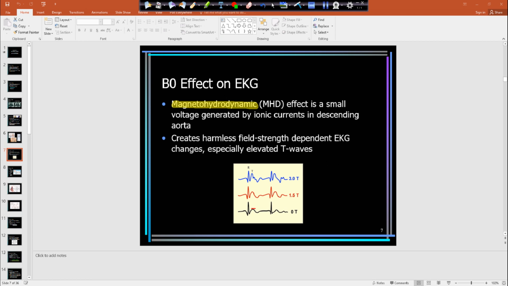But then as we go to a 1.5 and a 3 Tesla magnet, as the static magnetic field gets larger, you can see that T wave elevating. And then also our R wave, which starts way up here, actually starts to get depressed. Okay? So why is that troublesome?